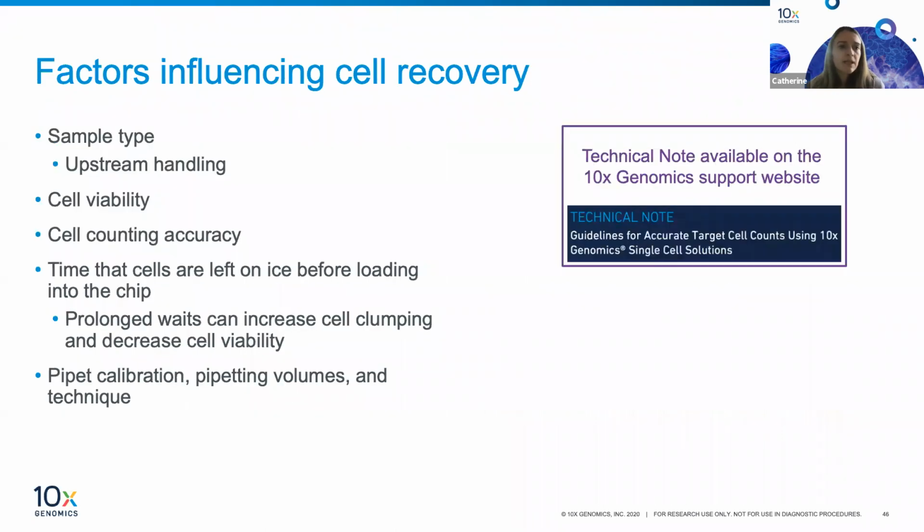So there's several factors that influence the cell recovery from any of our assays. So this is going to be much of what we've talked about today. The sample type and your upstream handling, the cell viability, the counting accuracy, the time that cells or nuclei are left on ice before loading onto the chip. If we're spending too long, that can obviously increase cell clumping and decrease cell viability, which can influence the number of cells that we get out when we run our assay. And then another consideration here is just making sure we're always working with good pipettes. We're using accurate techniques in order to maintain the cell recovery that we're looking for.